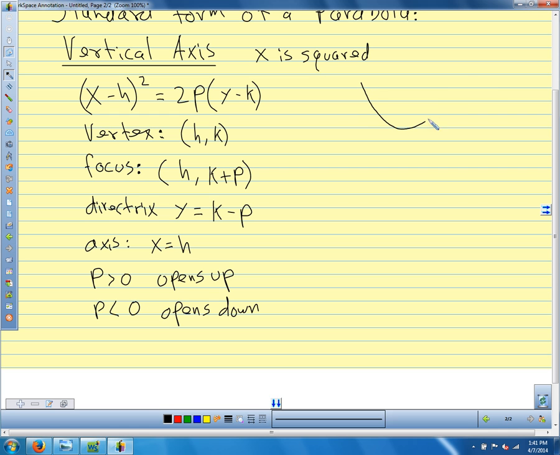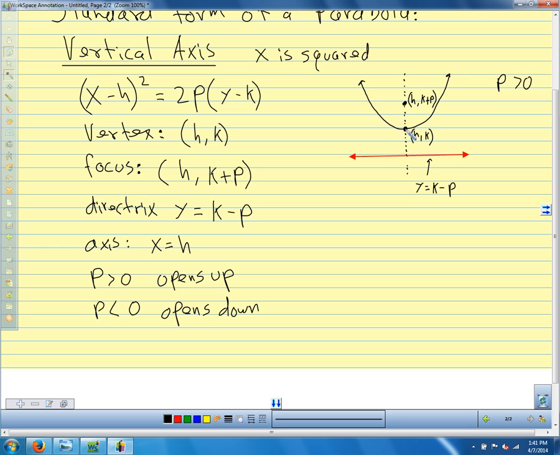We'll do the parabola opening up first. If our parabola opens up, p is greater than 0. So here's our axis. Our axis goes through the vertex at (h, k). It goes through the focus, and our focus is at (h, k + p). So if our parabola opens up, the focus is p units above the vertex. And then our directrix is going to be down here. There's our directrix, and the equation of the directrix is y = k - p. So the directrix will be p units below the vertex.